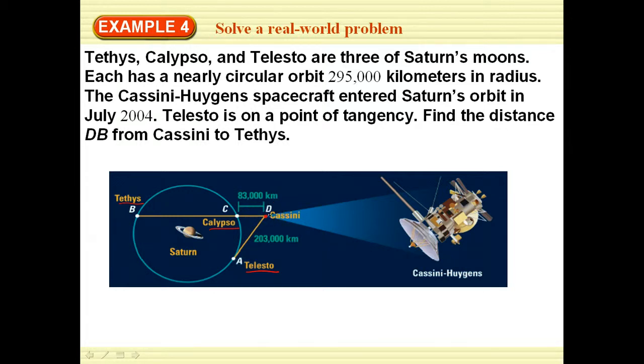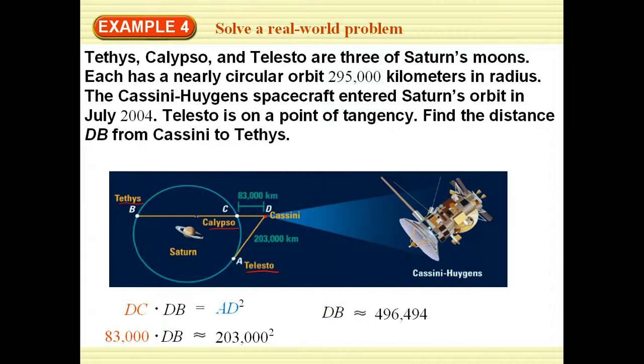What we're going to do is find the distance from Cassini to Tethys by taking advantage. We know that we've got a tangent here. We know the outside part, so we're looking for the inside part. So DC times DB is equal to AD squared. Plug in my numbers and we'll solve it.